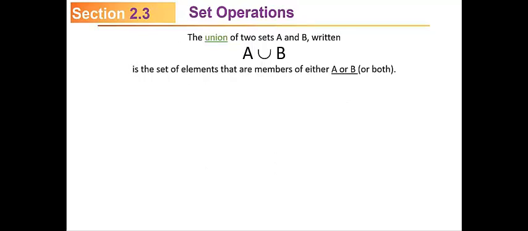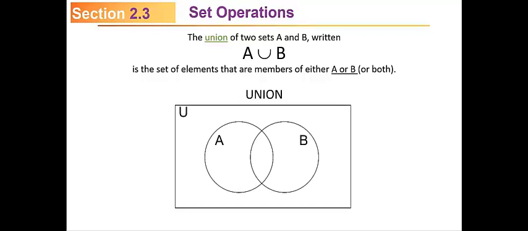The union of 2 sets A and B, written as you see on the screen, which is the arch turned upside down, sort of a U shape, A union B, is the set of elements that are members of either A or B or both. They can be members of A, they can be members of B, or they can be both, but they don't have to be both. That's the union of 2 sets. Looking at it with a Venn diagram, the union is everything in either A or B or both.